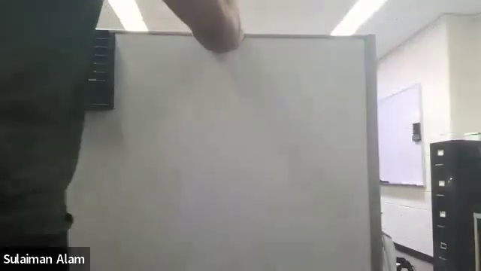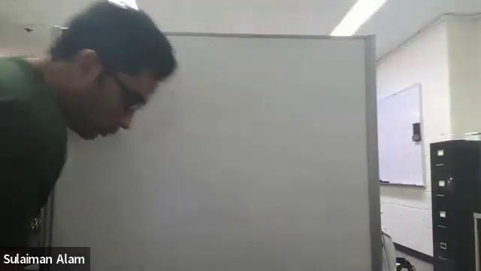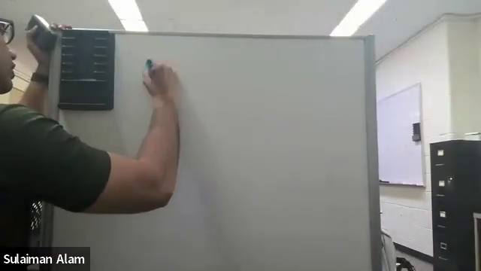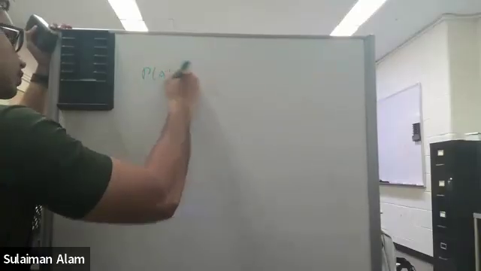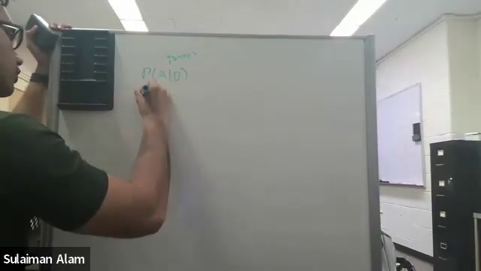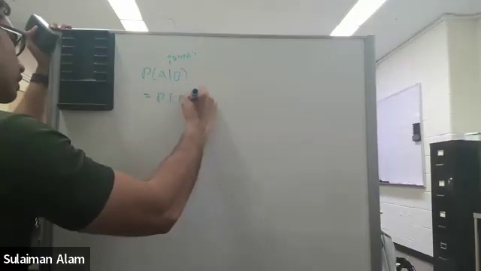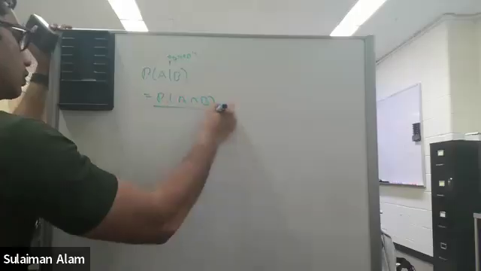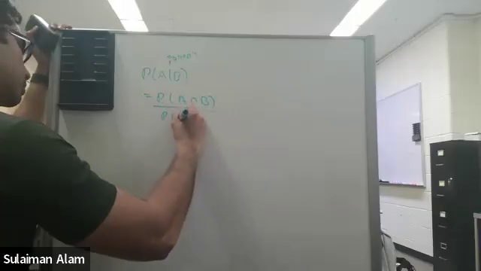For conditional probability, in general, our formula is the probability of A given B is equal to the probability of A and B over the probability of B.